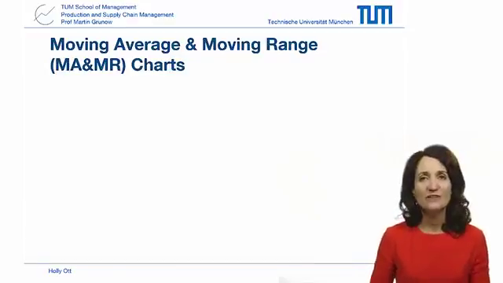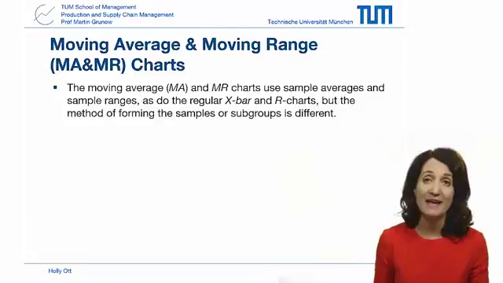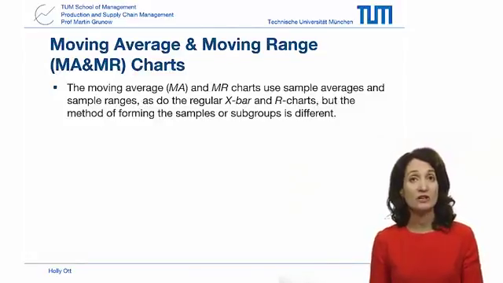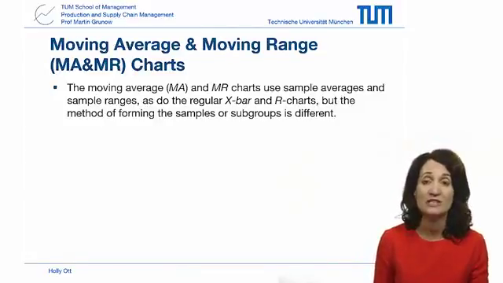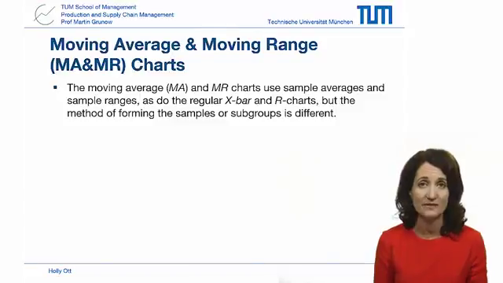We're now going to look at the moving average and moving range charts. The moving average, or MA, and the moving range, MR, charts use sample averages and sample ranges just as we did for the regular X bar and R charts. But the method of forming the samples or subgroups is different.